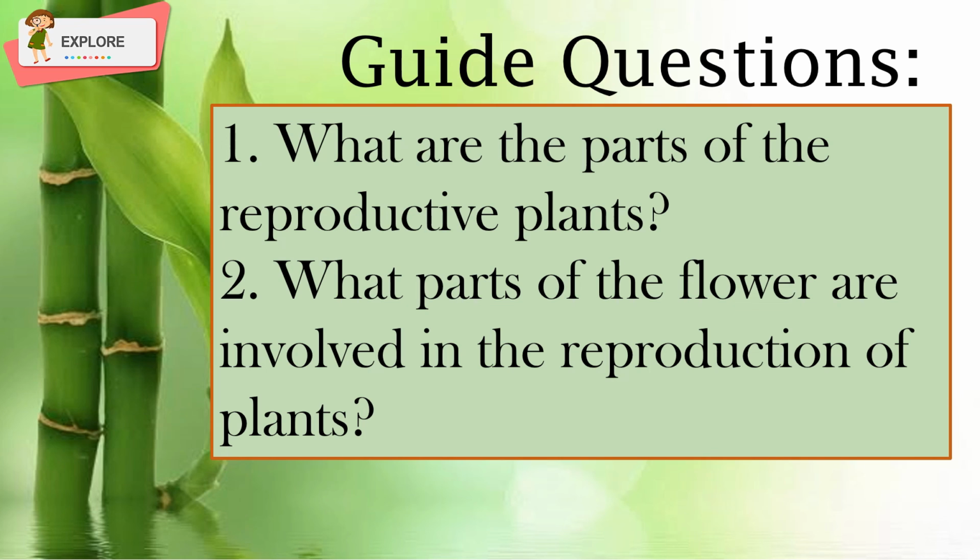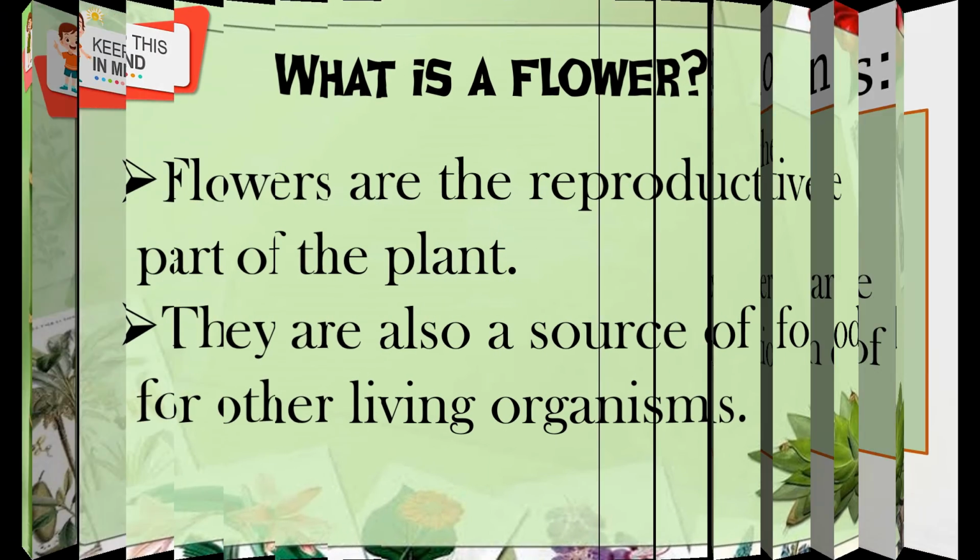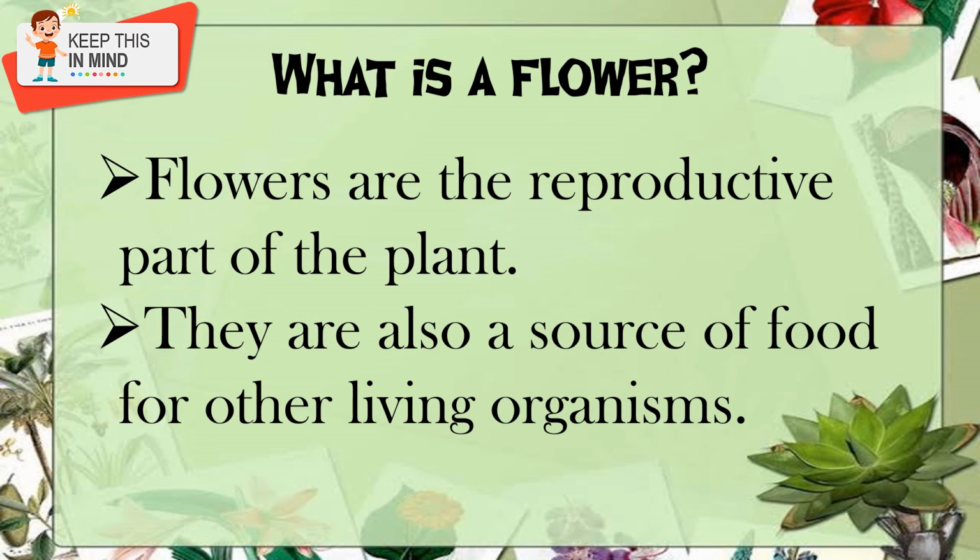Answer the following guide questions. Number 1. What are the parts of the reproductive plants? Number 2. What parts of the flower are involved in the reproduction of plants? Flowers are the reproductive part of the plant. They are not only involved in reproduction, but are also a source of food for other living organisms. They are a rich source of nectar.